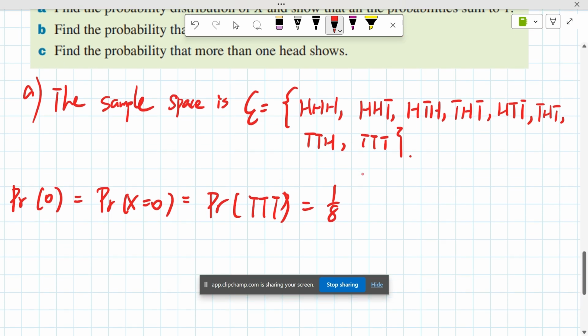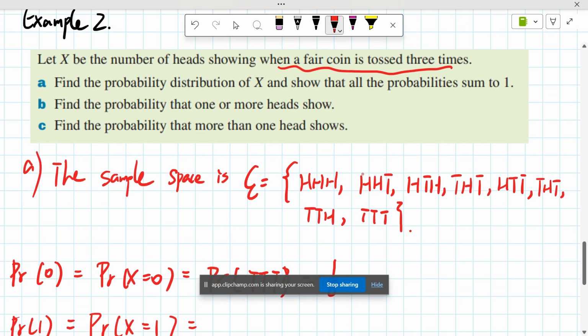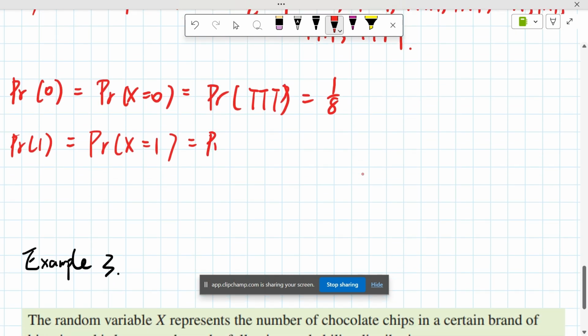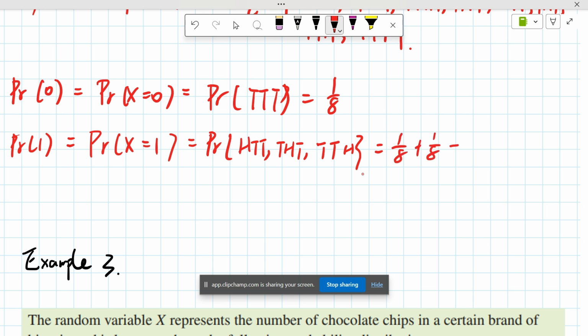And if I say probability of 1 head, we use the 1 head because it's the number of heads for x. So which is probability of HTT, THT, and TTH. So that's 1 over 8 plus 1 over 8 plus 1 over 8 equal to 3 over 8.